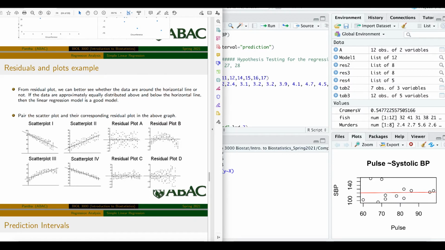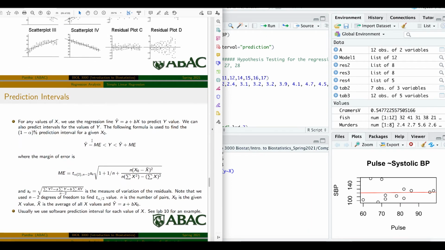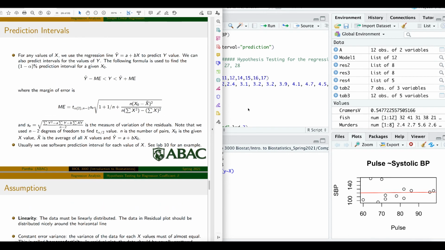That's why C is the residual plot for IV, B is the residual plot for III, and D is the residual plot of I, and then A is the residual plot of II, okay? And the prediction interval, look at this, we discussed that already, right? Prediction interval already in one example there.